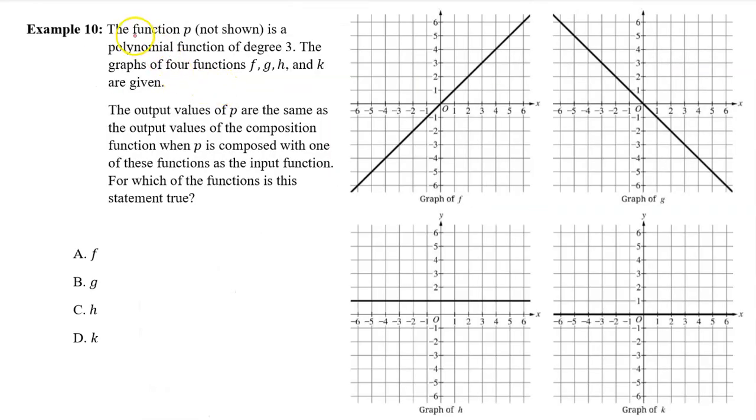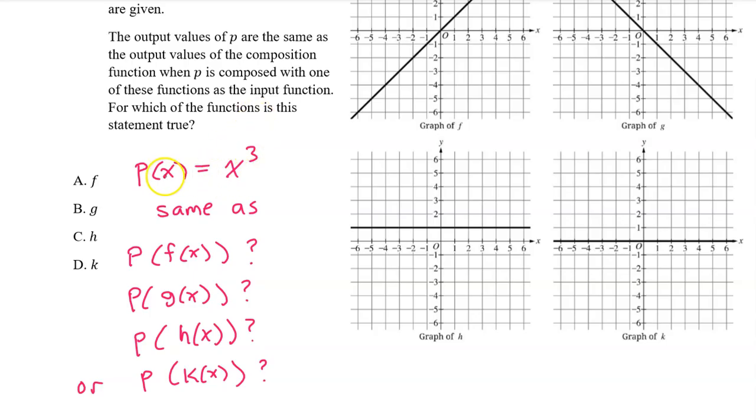Example 10. The function p, not shown, is a polynomial function of degree 3. The graphs of 4 functions f, g, h, and k are given. The output values of p are the same as the output values of the composite function when p is composed with one of these functions as the input function. For which of the functions is this statement true?